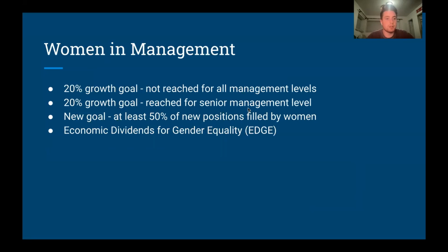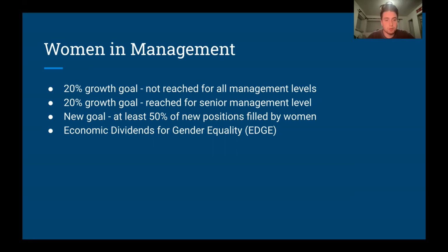About a decade ago, the ECB set forth a women in management goal to improve the percentage of women in management positions within their organization by about 20%. While this was not reached for all management levels, it was reached for the senior management level, which is at least a positive step in the right direction for the ECB in terms of gender diversity.